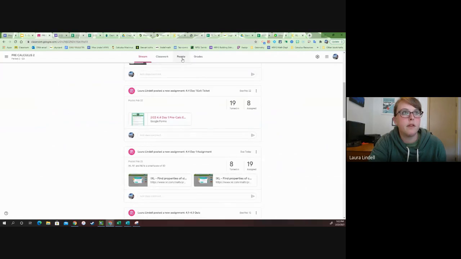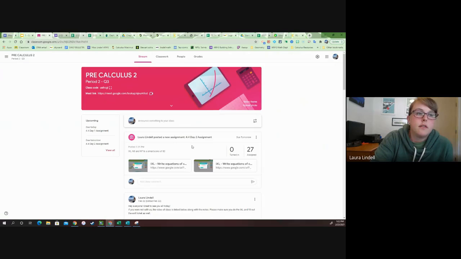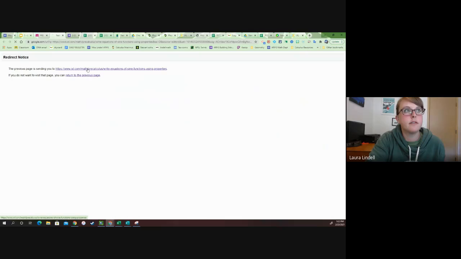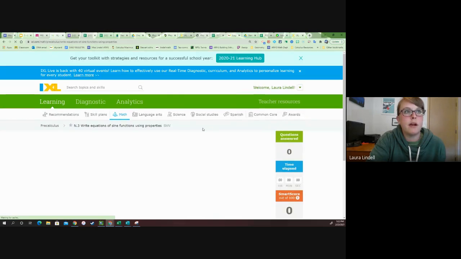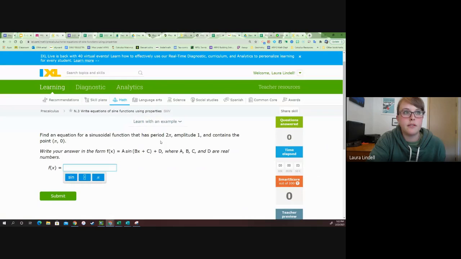Okay, so in Google Classroom, you might have to refresh the page. We're doing N3 and N7 to a SMART score of 80. So the first one is writing equations of sine functions using their properties. So it'll tell you things like the period, the amplitude, and contains the point pi 0. Interesting. Okay, so this one tells you about phase shift, I guess.